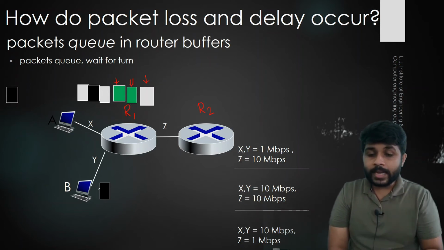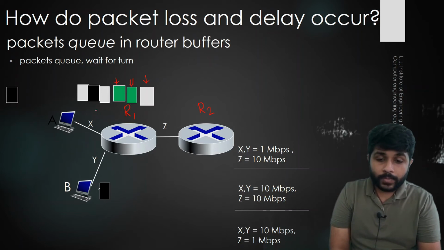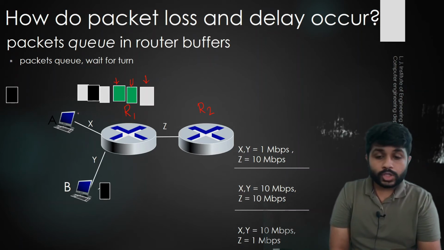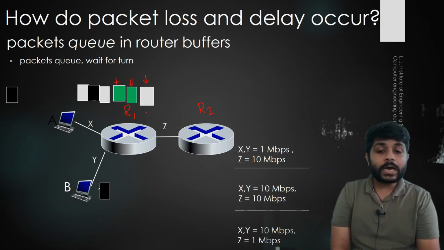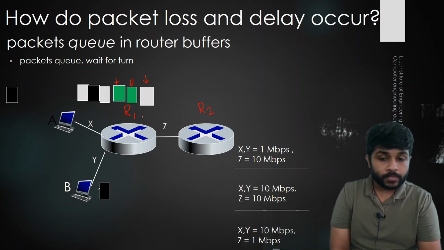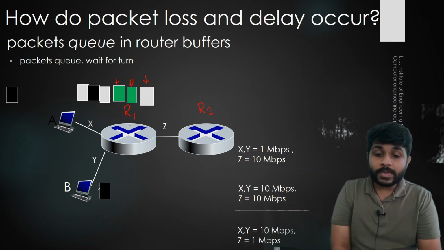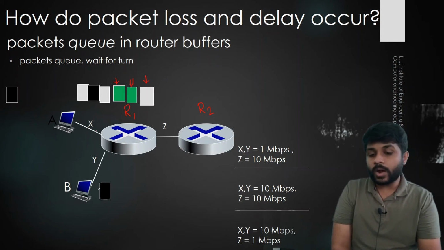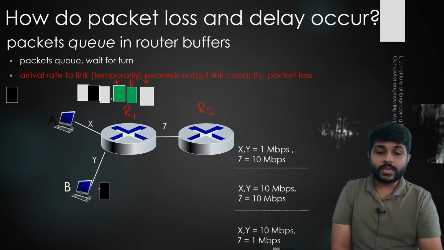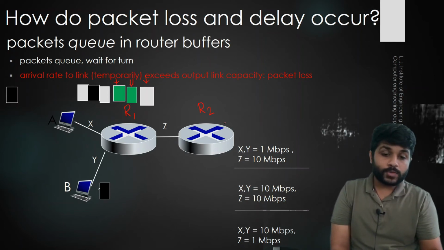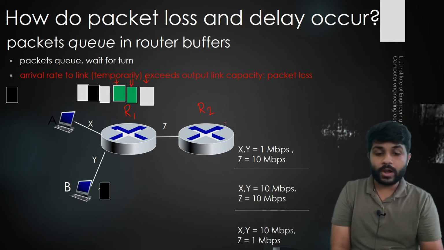So you can see that in the router R1 all the packets are queued up. When these packets are queued up, they are stored in the router's memory, and the router has a very limited amount of memory. If the router's memory is full and at that time the router is receiving an extra packet, the router has to drop that packet, and that is the reason why there is packet loss: because of the limited memory of the router.